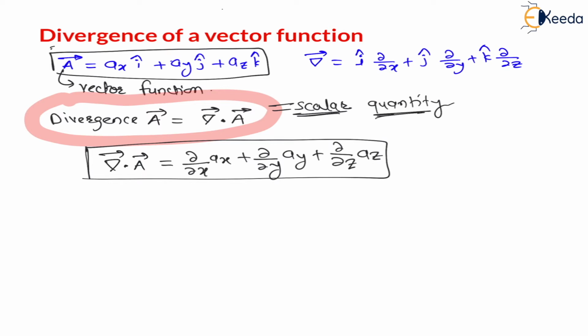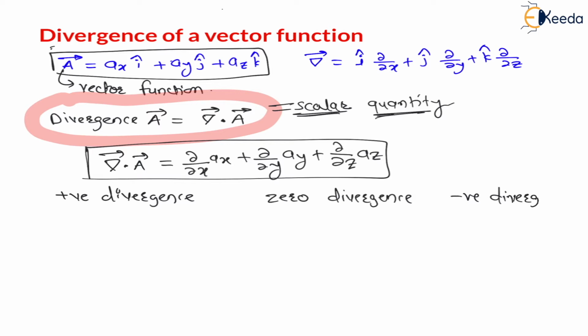Now we have three types of divergence, that is positive divergence, then zero divergence, and we have negative divergence. These are basically the types of divergence, or we can say depending on the value of flux of a particular field, we will say positive, negative and zero divergence.